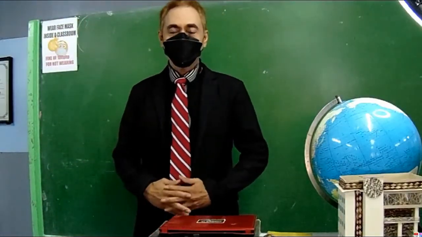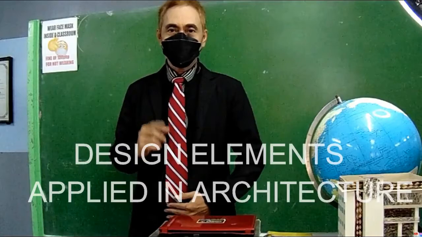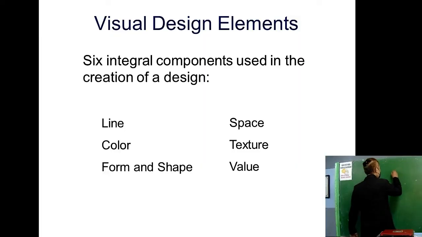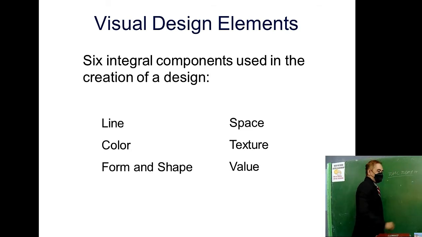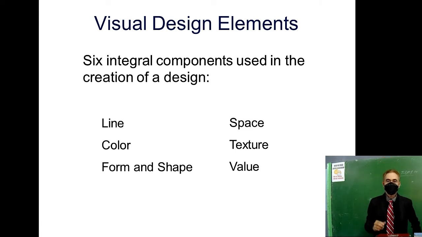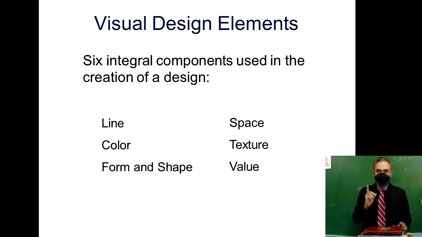Welcome back to our channel, and our topic for today is all about principles and elements of design applied in architecture. Visual design elements: six integral components used in the creation of a design are lines, colors, form and shapes, space, textures, and value.